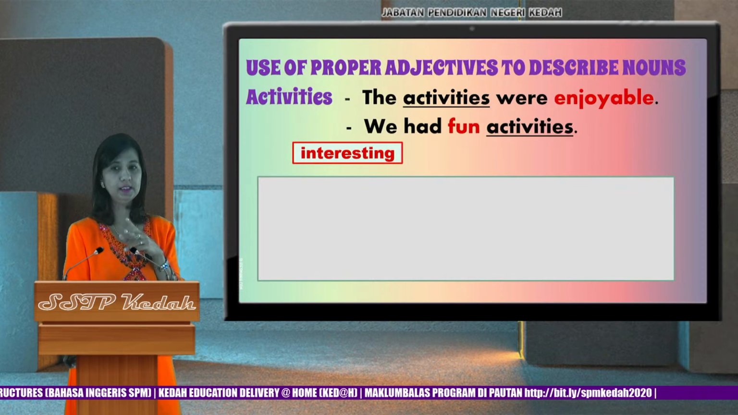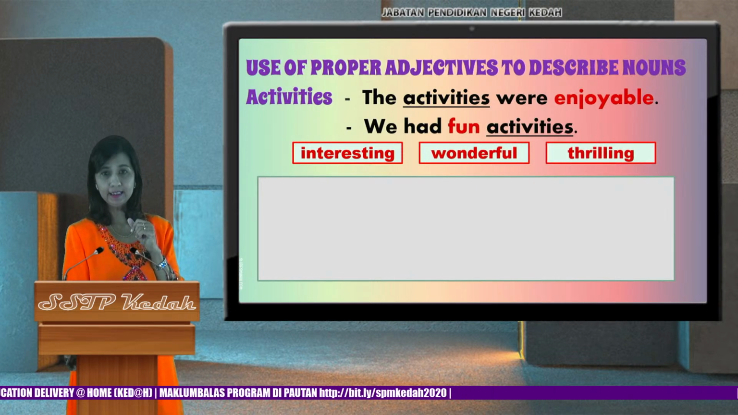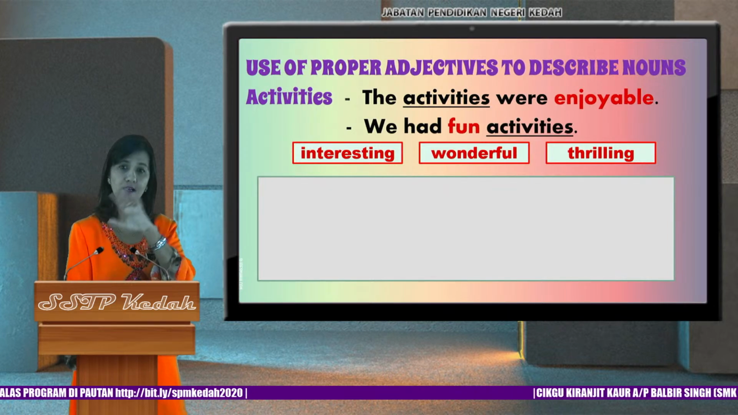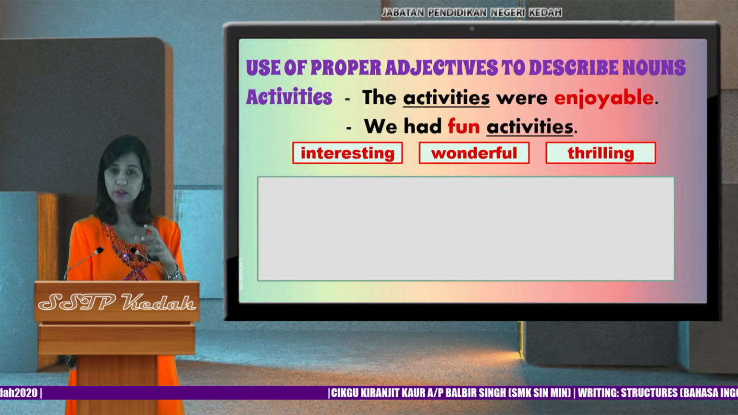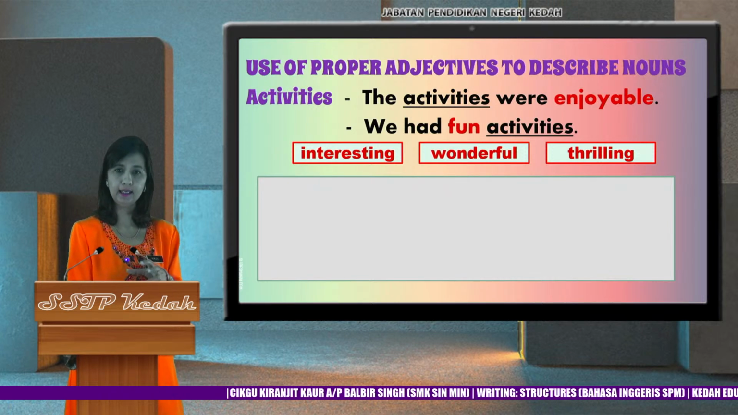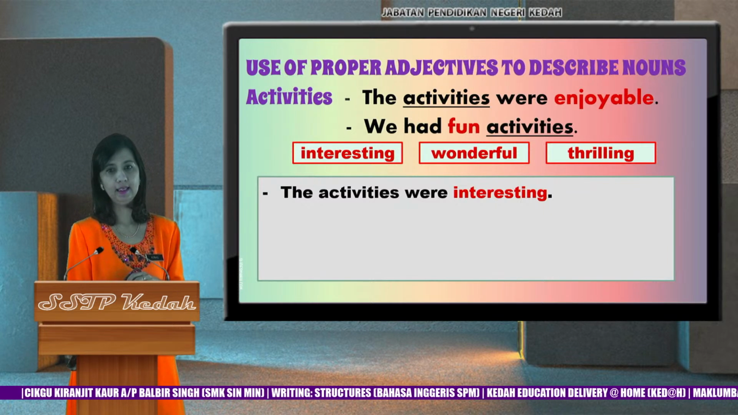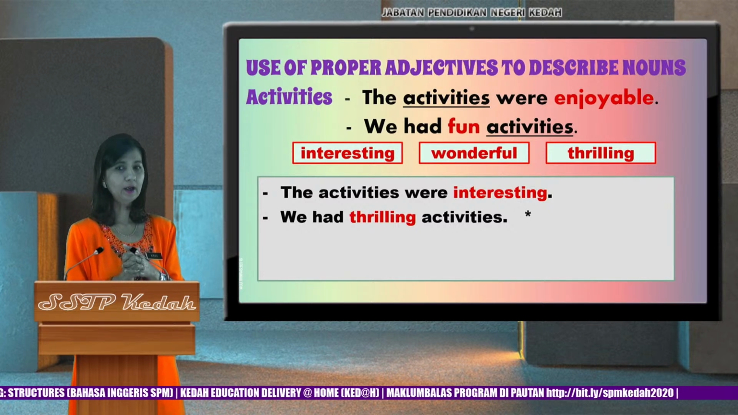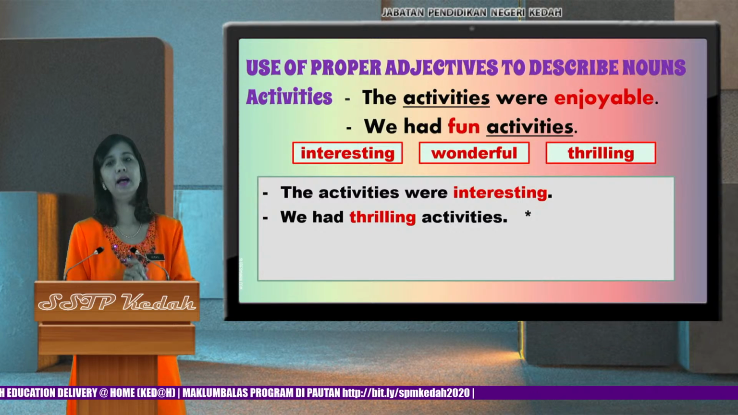Okay, so I want to substitute the words with these words. Interesting, wonderful, thrilling. Enjoyable and fun can be replaced with these three words. So you see there are a lot of adjectives, a lot of words that you can actually use in your essays. Try not to use the same words again and again. Try to vary your choice of vocab. Okay, so the activities were interesting. We had thrilling activities. Now can you think of how to combine the two sentences into a compound sentence?